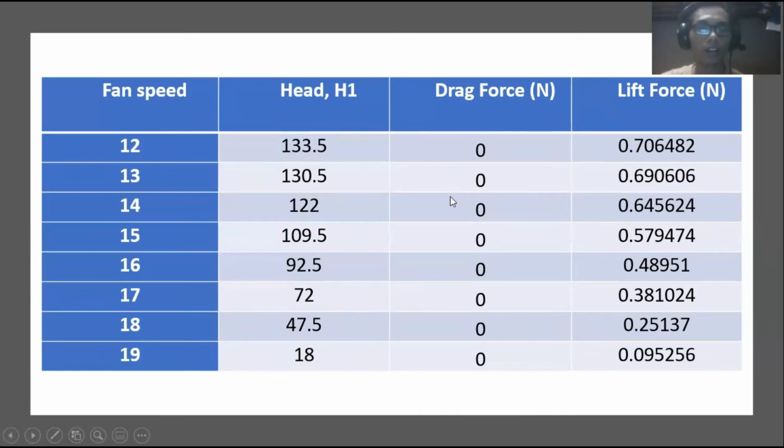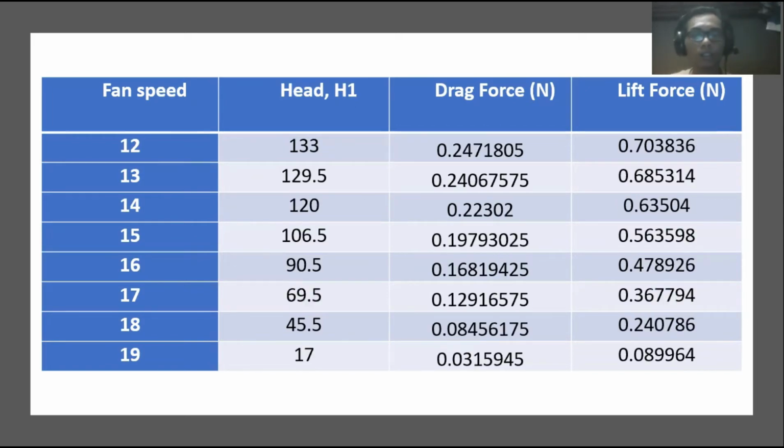As you can see, the first graph that we find is the 0 degree angle. We find the drag force from the equation. So the drag force we get is 0. Also for the lift force, it is 0.706482 newton, 0.690606 newton, 0.645624, 0.579474, 0.489551, 0.381024, 0.251137, and 0.095256.